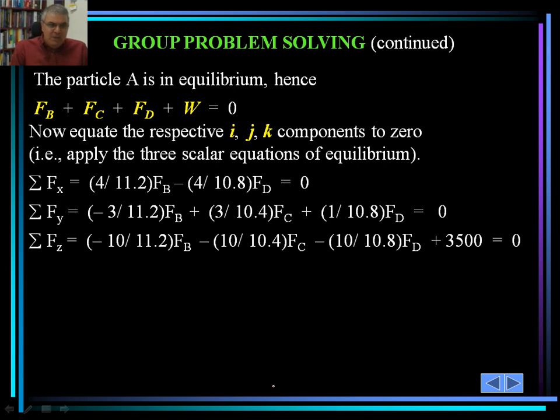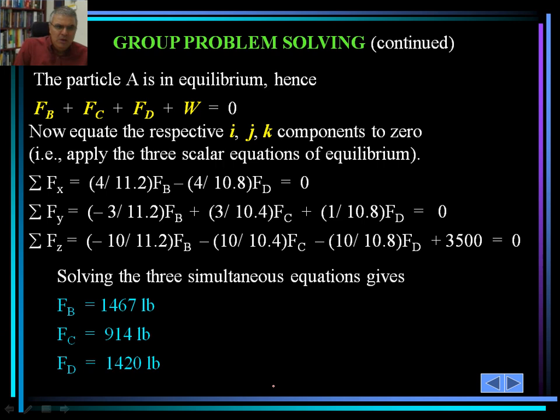And the same way that we did with the previous two problems, we are going to apply the 3 scalar equations of equilibrium. Summation of forces in the X, we set that to 0. Summation of forces in the Y, we set that to 0. Summation of forces in the Z, we set that also to 0. We solve for the 3 unknowns. Okay, right? How many unknowns do we have? F sub B and D. F sub B.